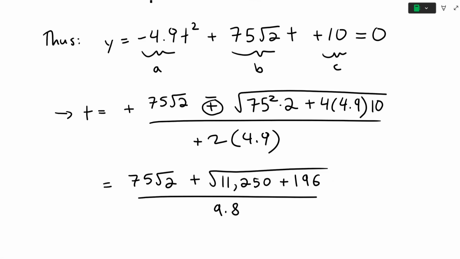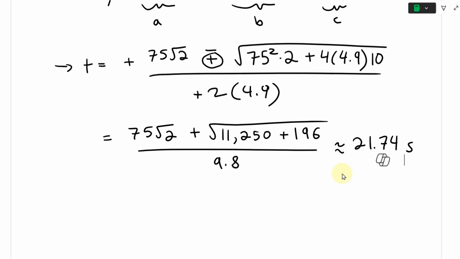Now plugging this in the calculator, we're going to get approximately 21.74, and it's actually going to be seconds, just because we were dealing with gravity, 9.8 meters per second squared. The speed was 150 meters per second initially, so it's going to get cancelled out somehow, and we get seconds there.